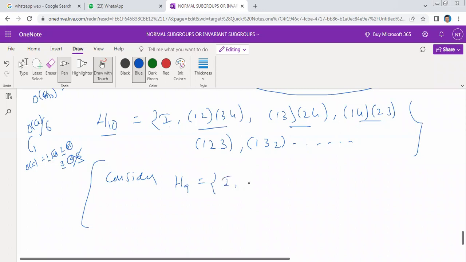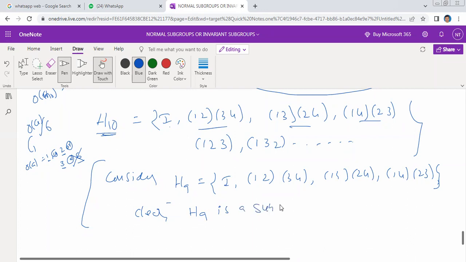H9 is the identity permutation, (1 2)(3 4), (1 3)(2 4), (1 4)(2 3). Yes, it is H9, I think. What is the difference between this and this? Clearly H9 is a subset of H10. H9 is a subset of H10.